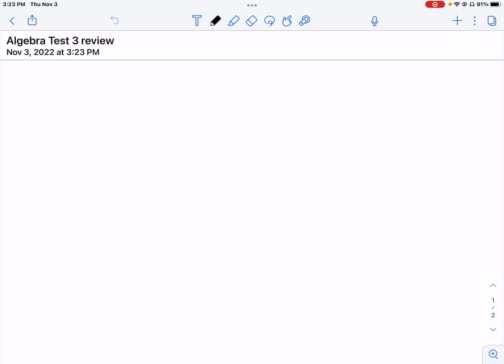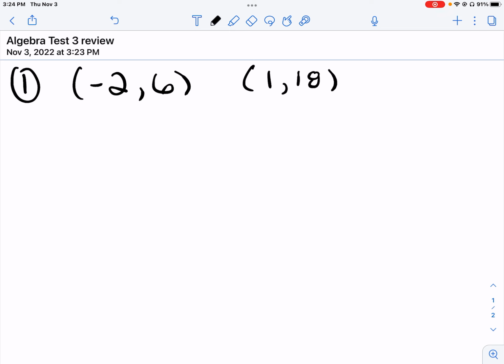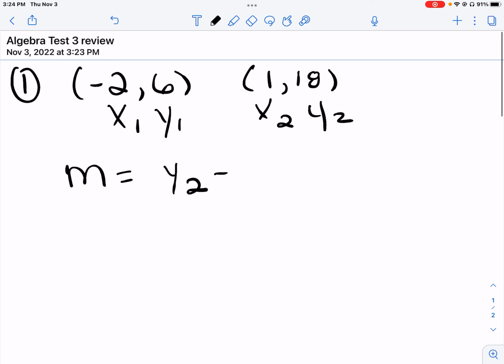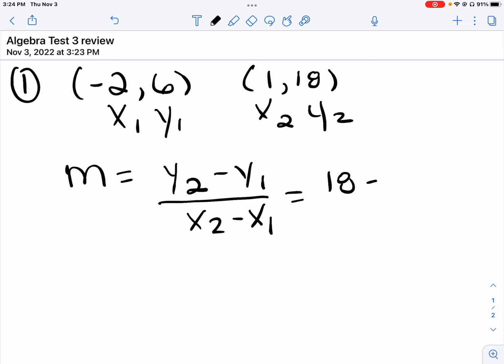Okay, test 3 review. Question number 1. Write the equation through (-2, 6) and (1, 18). First we need to find the slope, so we're going to label x1, y1, x2, y2. Here's our slope formula. So y2 is 18, minus y1 is 6, x2 is 1, minus x1 is -2.